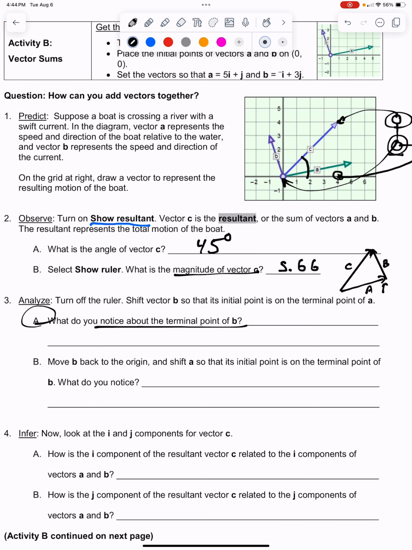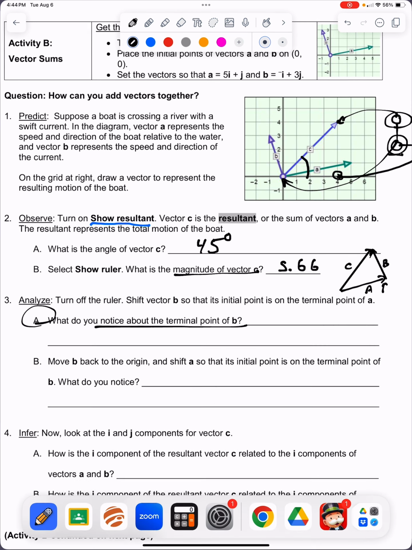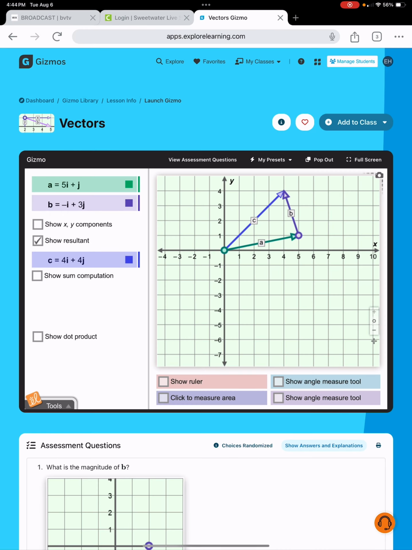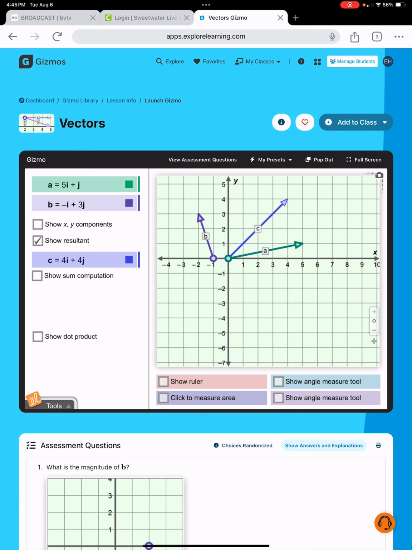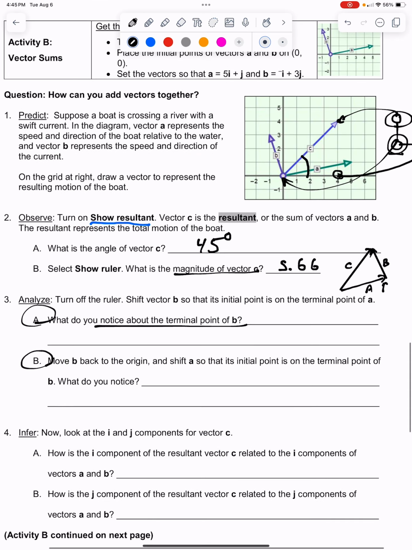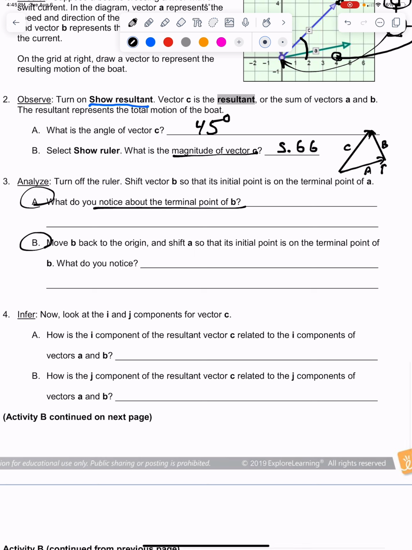Okay, part B. Move B back to the origin and shift A so that its initial point is on the terminal point of B. In other words, move B back to the origin. This time you're going to move A. There we go. Move A so that A is at the terminal point of B. Notice you're getting the same thing. The sum of vector B and A is going to give you C. In other words, you're still going to end up at the end of C. Okay, take a moment to write about part 3B.